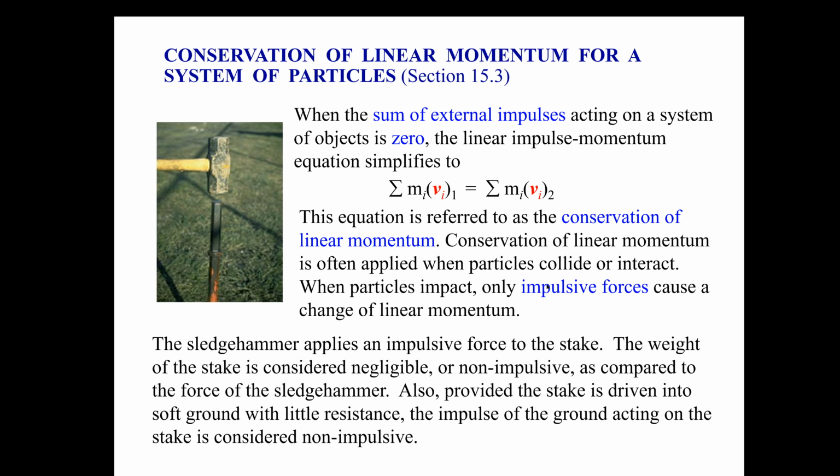The way we can think about it is that we only have impulsive forces when they cause a change in linear momentum. When you have impact of particles, like a hammer and stake, in a system like this, the weight of the stake is negligible or non-impulsive compared to the force of the sledgehammer. Provided it's driven into the ground with little or no resistance, the impulse of the ground acting on the stake is considered non-impulsive. So that would be the analysis of a system like this, where we have a conservation of linear momentum.